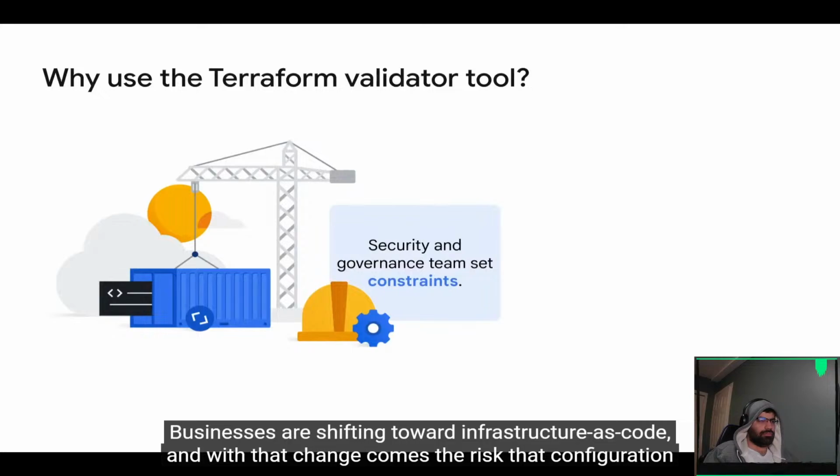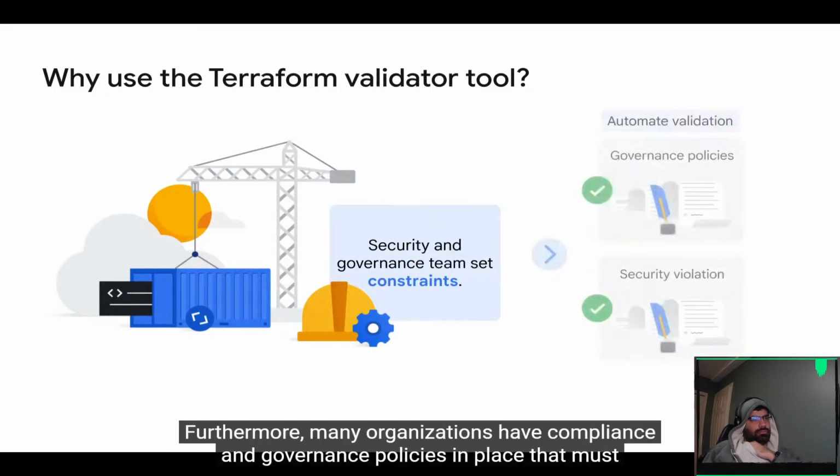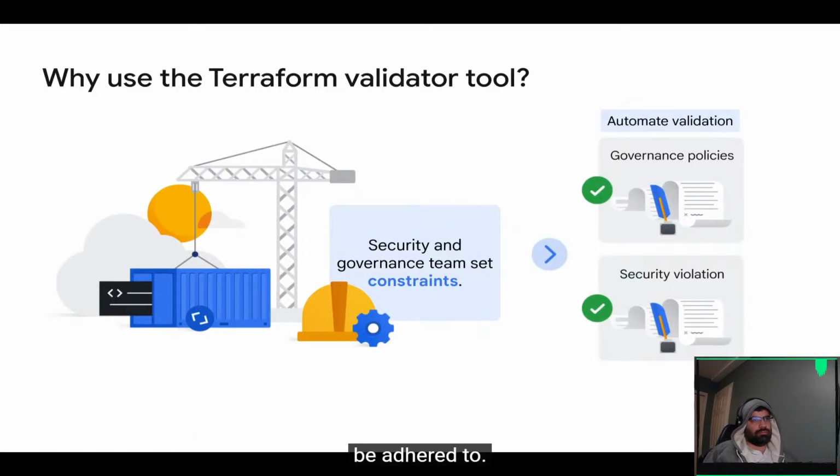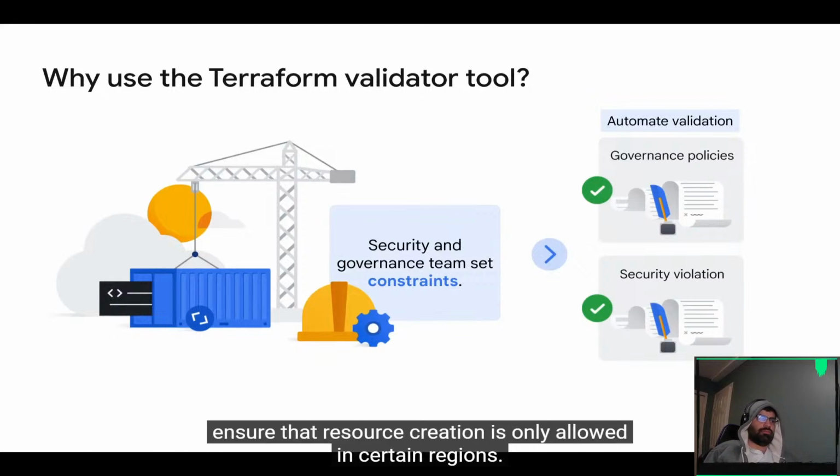Businesses are shifting towards infrastructure as code, and with that change comes the risk that configuration errors can cause security and governance violations. Furthermore, many organizations have compliance and governance policies in place that must be adhered to. For example, perhaps there are data residency laws in place, and your governance team must ensure that resource creation is only allowed in certain regions.